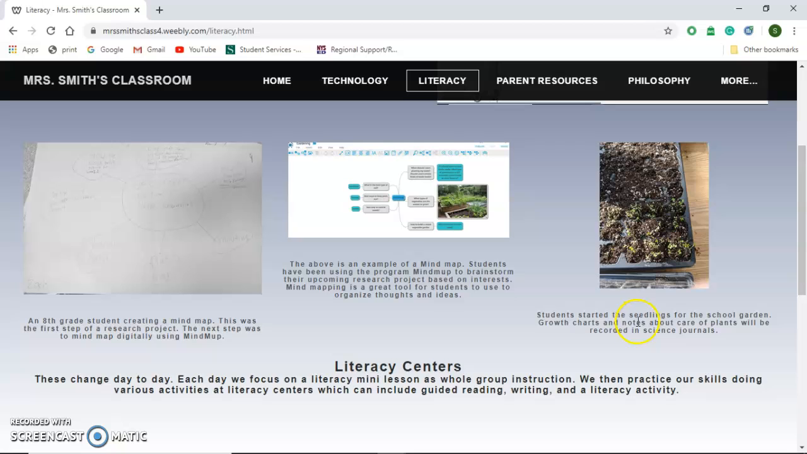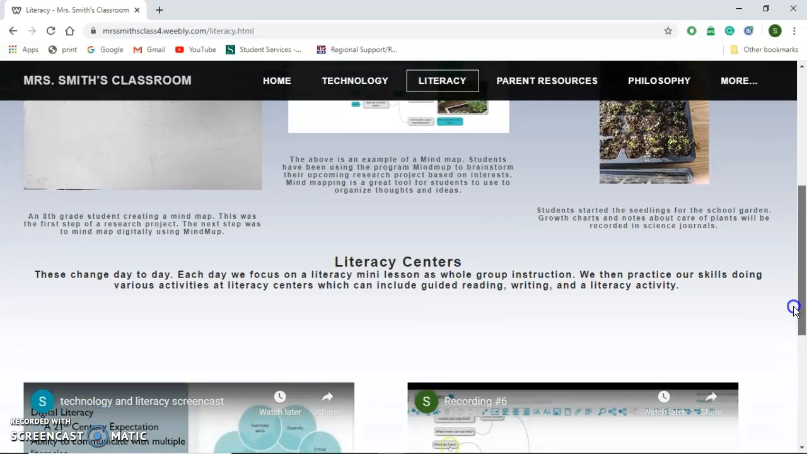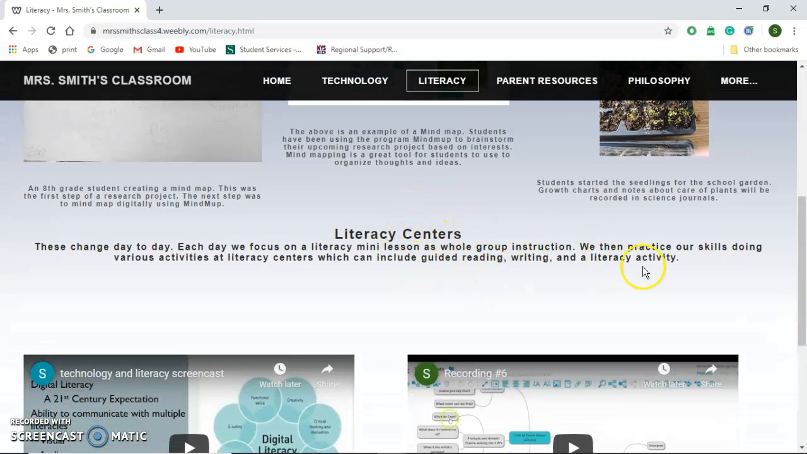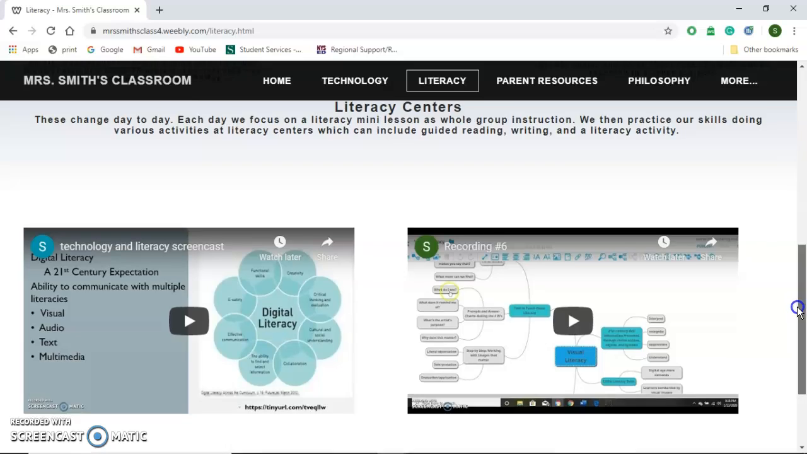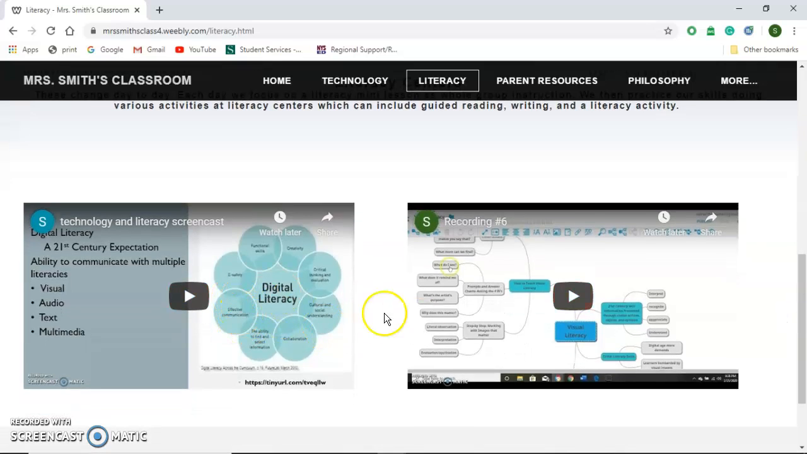Growth charts and notes about the care of plants will be recorded in science journals, and I included a picture of some plants. I just talked about the importance of literacy centers throughout the day, and I also included 2 of my screencasts down here that I created for this class: technology and literacy, as well as my visual literacy mind map.